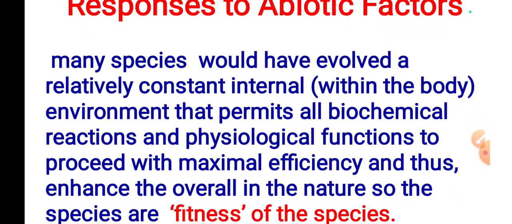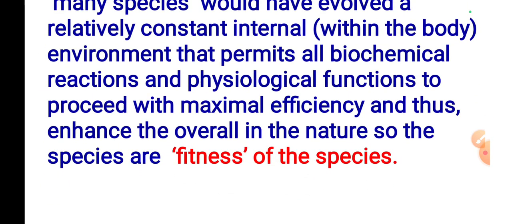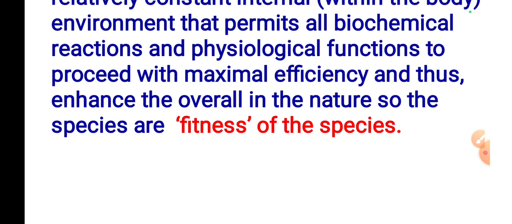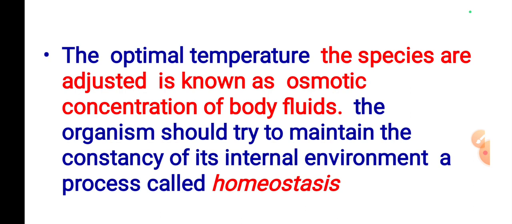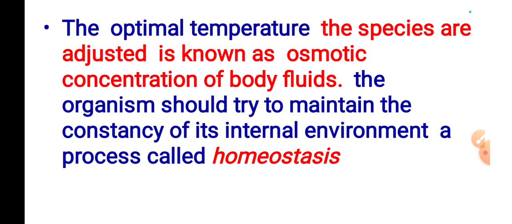Responses to abiotic factors. Many species would have evolved a relatively constant internal environment within the body that permits all biochemical reactions and physiological functions to proceed with maximal efficiency and thus enhance the overall fitness of the species. The organism should try to maintain the constancy of its internal environment, such as the optimal temperature and the osmotic concentration of the body fluids. This process is called homeostasis.